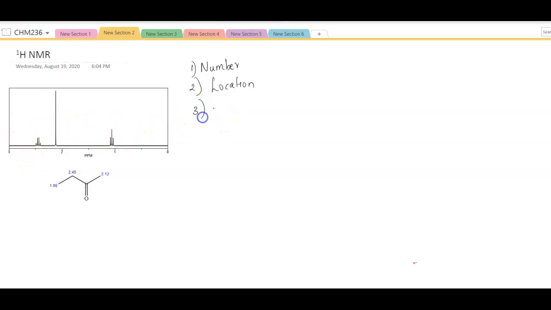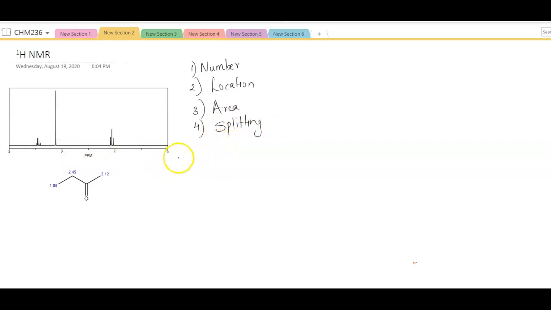Third is the area under each signal, so how much area there is under these signals here. And the last one is how the peaks are split, or we can call it splitting of the signal. For example, this peak is actually a single peak, but it has been split into three parts. And this one is a single peak, and here we see four splits in it. That is what we will learn about in splitting.